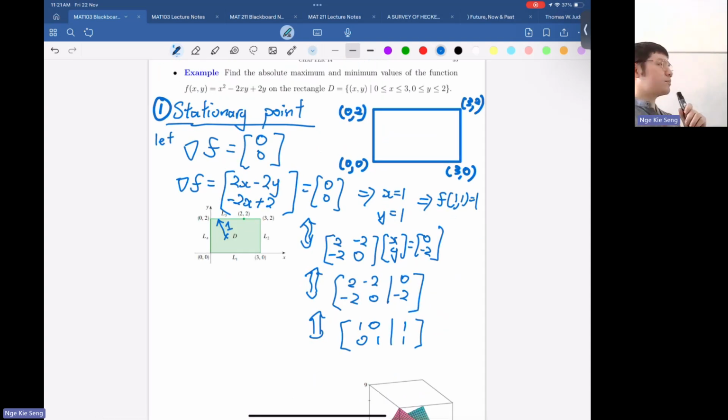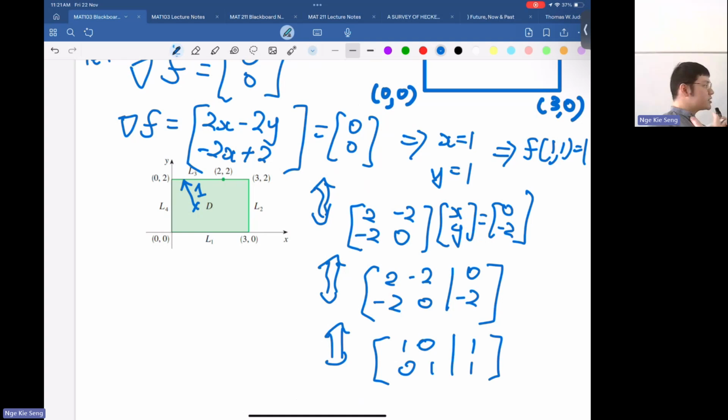Well, the theorem says you still need to consider the boundary. Okay, so how many boundaries here? There are 4 sides here. So how to describe the boundary? The boundary here is a straight line. Straight lines you can describe as a linear graph. So there are L1, L2, L3, L4 here.